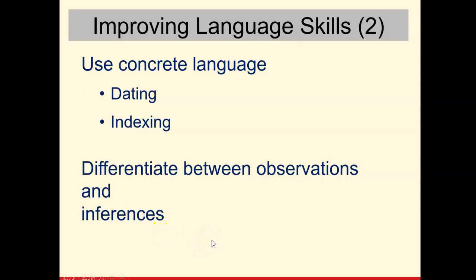Use concrete language. And again, going back to the ladder that we used earlier, from abstract to concrete, a couple of other things that are mentioned in the text are dating and indexing. Dating is giving a specific time or place of an observation. I saw this happen yesterday or last week. Indexing is putting that in a proper perspective. And so it's important that we differentiate between observations and inferences.